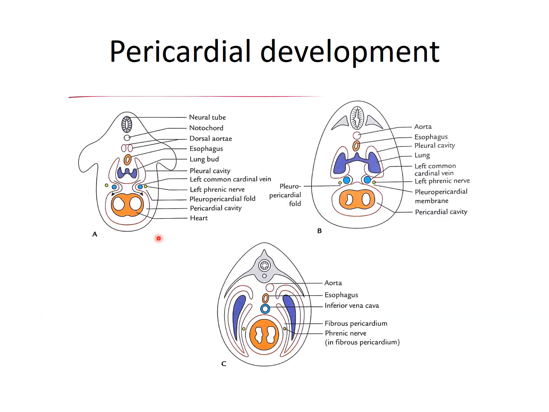The primitive pericardial cavity is the cephalic most part of the intraembryonic coelom. After the folding of the embryo, the primitive pericardial cavity lies ventral to the developing heart tube. Later on, the heart tube completely gets enclosed within the pericardial cavity.